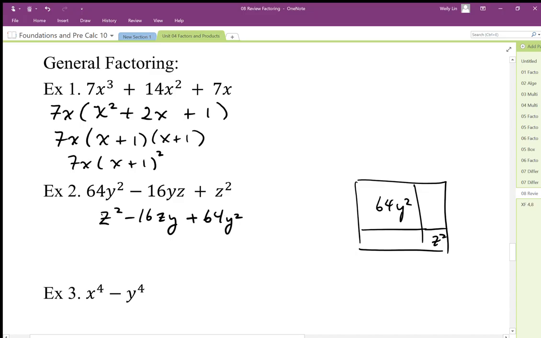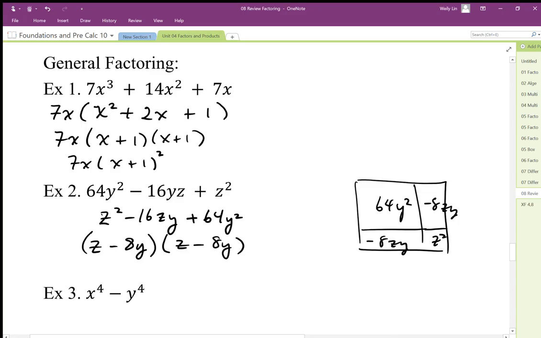As long as I keep track of my pluses and minuses here, really I'm just looking for two numbers that multiply to 64, and these two add up to 16. Well, I know that's going to be 8 and 8. So I'm going to end up with, well, it's got to be negative 16, so it's going to be negative 8zy. So this factors to z minus 8y and z minus 8y.